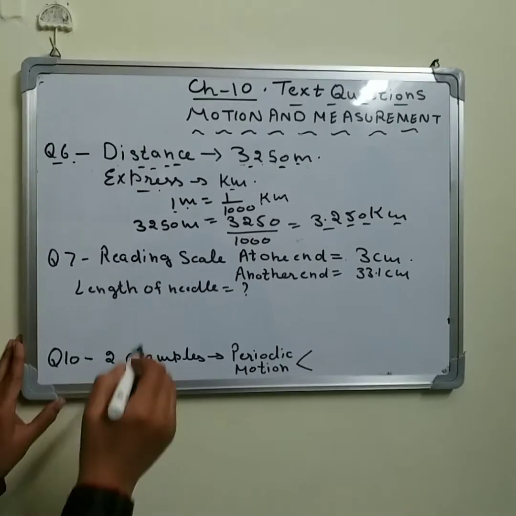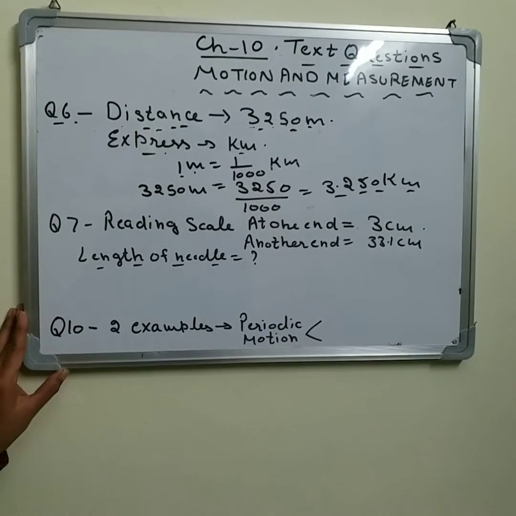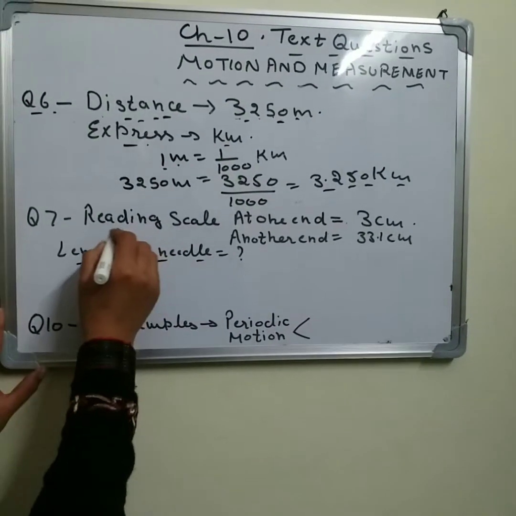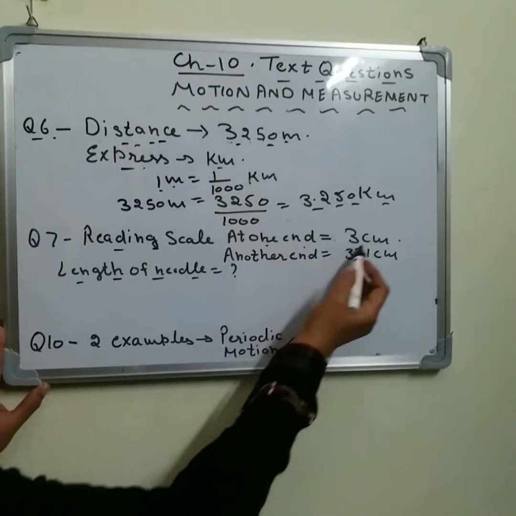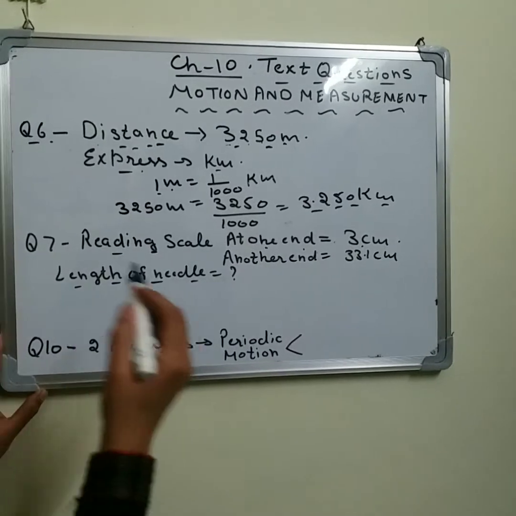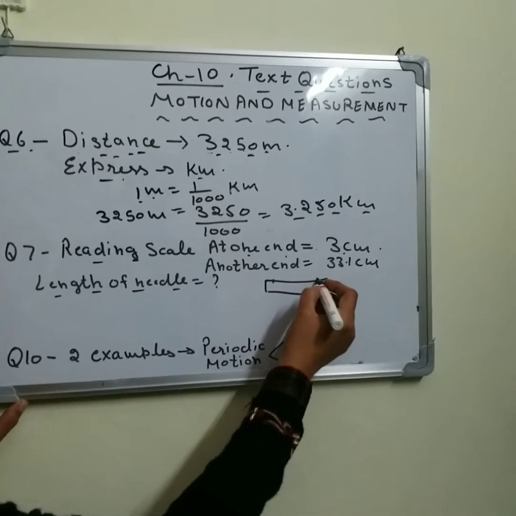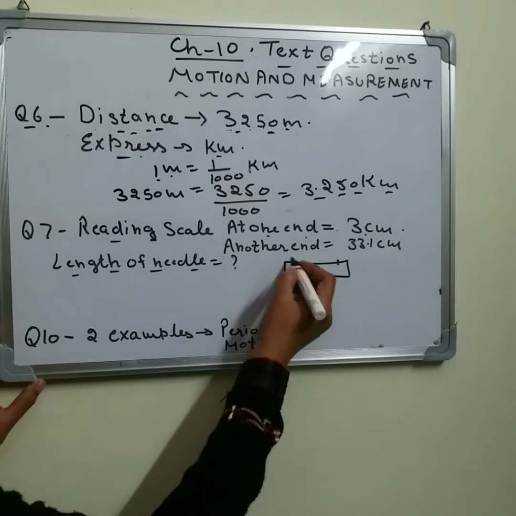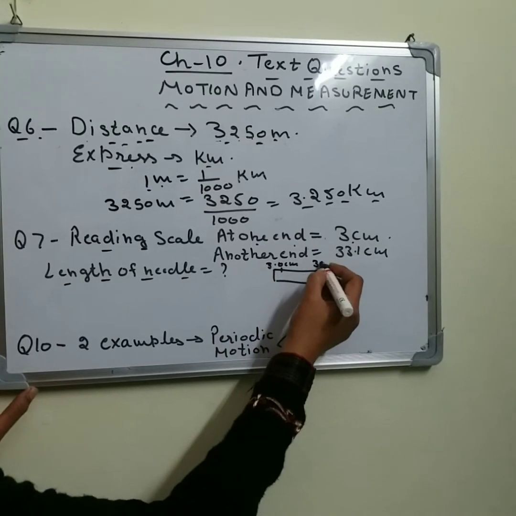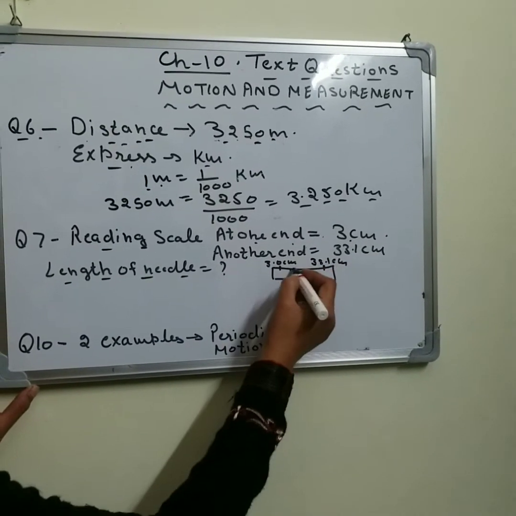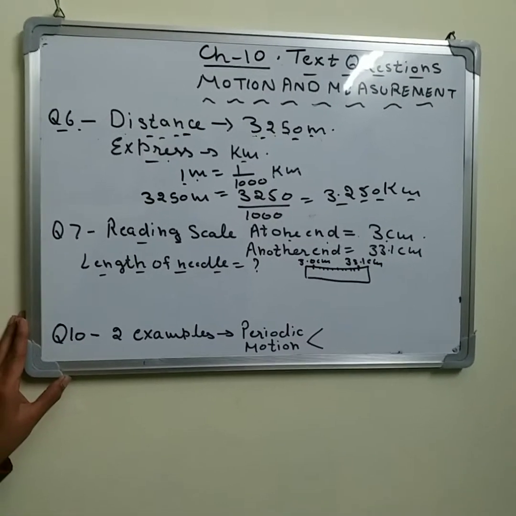Now there's a next problem for you. In that problem you have to find the length of a needle. The value of the reading scale at one end is 3 centimeter and the value of the reading scale at the other end is 33.1 centimeter. Means the initial value is 3 centimeter and the final value is 33.1 centimeter. So we have to find out the length of the needle.